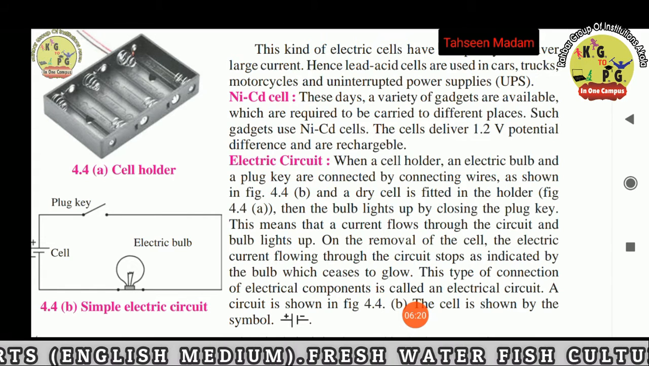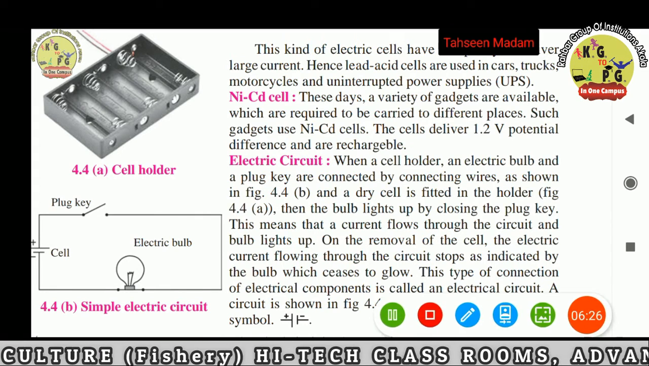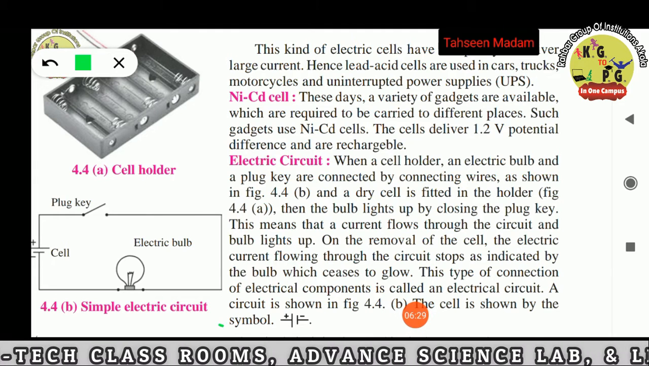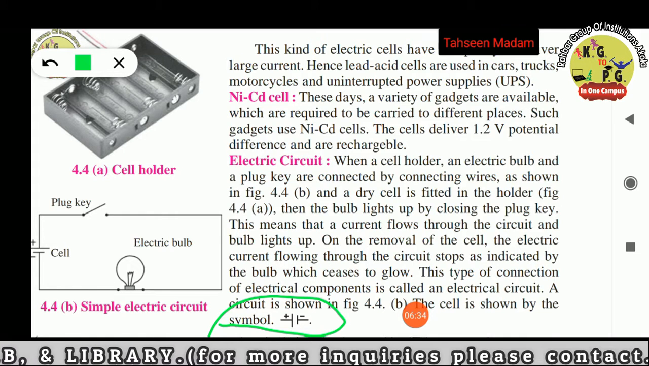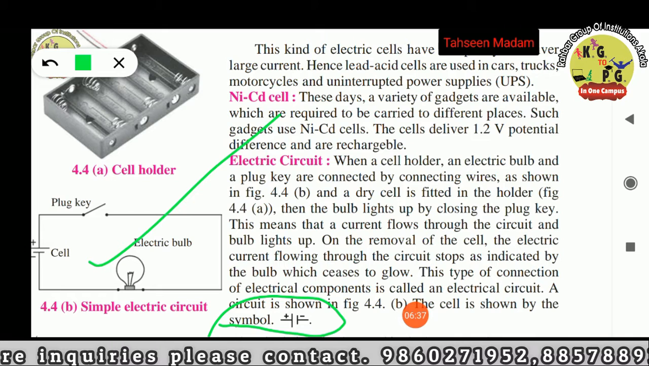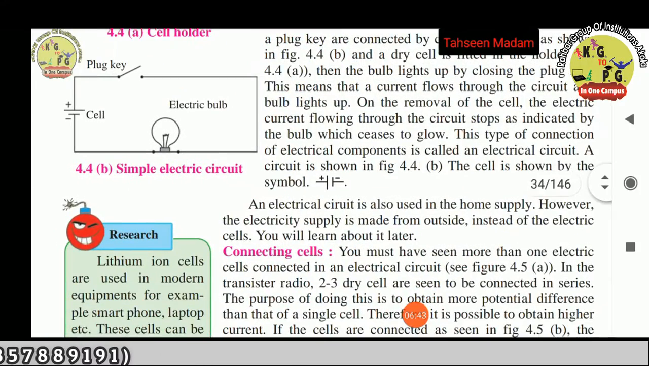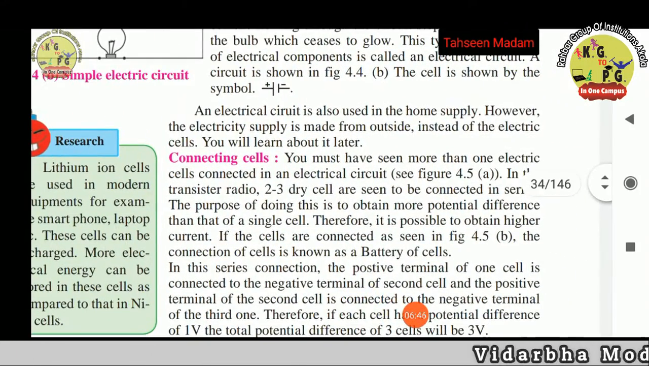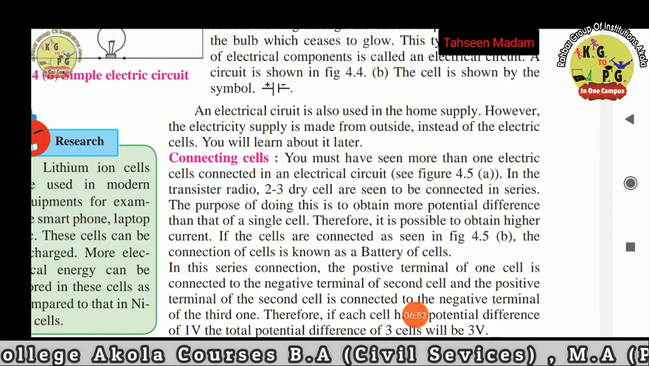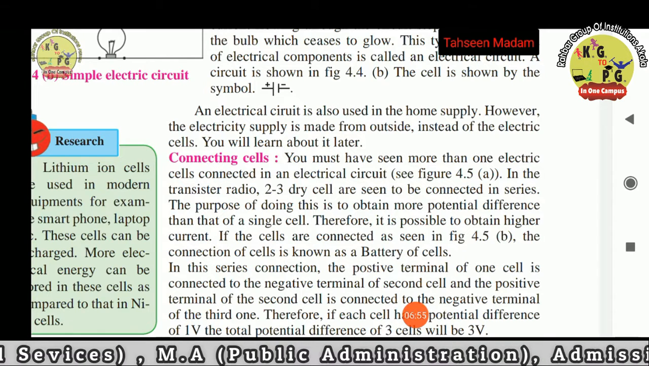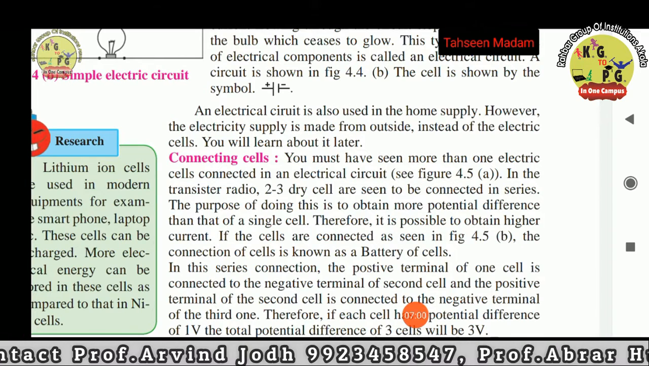The cell is shown by the symbol plus and minus in the form of this symbol, and this is the figure of a simple electric circuit 4.4b, with plug key, electric bulb and cell. An electrical circuit is also used in the home supply. However, the electricity supply is made from outside, instead of electric cells. You will learn about it later.